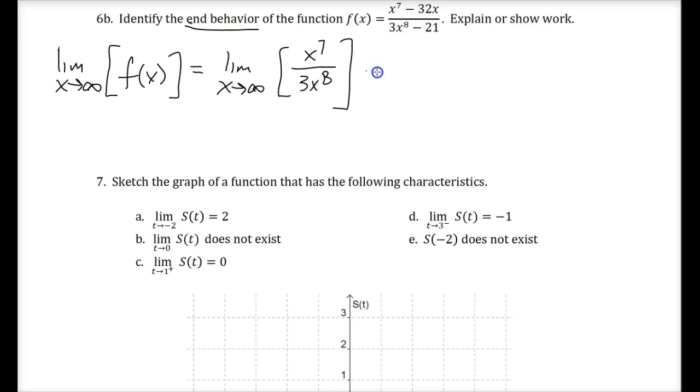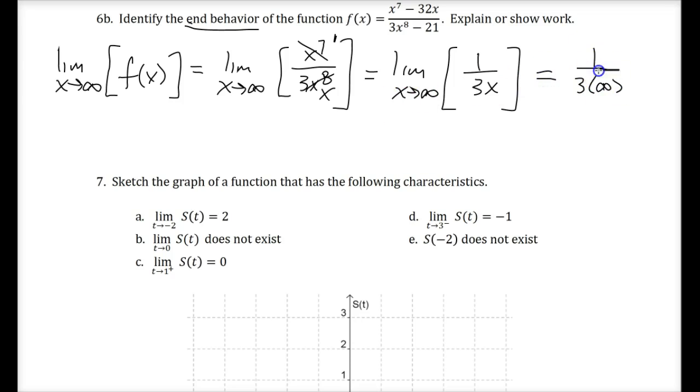And so, of course, when we keep on doing this, we'll see that x to the 7th and x to the 8th, both of these have 7 x's that are multiplied times each other. So when we reduce all of that, here, that's just going to go to 1, and this is just going to go to x. So we just have 1 over 3x left. And then at this stage, when we plug in the infinity, we know that our denominator is going to simplify to infinity, because 3 times infinity is infinity.